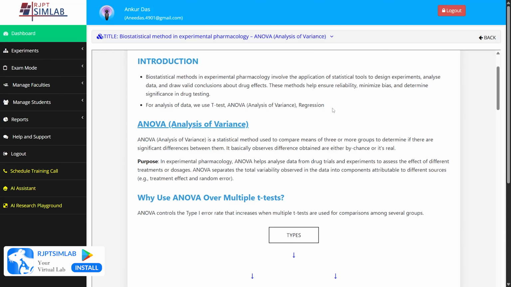Now, let us see what ANOVA is. ANOVA is a statistical method used to compare means of three or more groups to determine if there are significant differences between them. It basically observes whether the differences obtained are by chance or real. The above para says that this method is used for comparison between three or more groups. When we have more than three groups of subjects, then we use ANOVA to determine the significant differences between all the groups. And the observation of ANOVA is whether the differences between these groups are obtained by chance or are real.